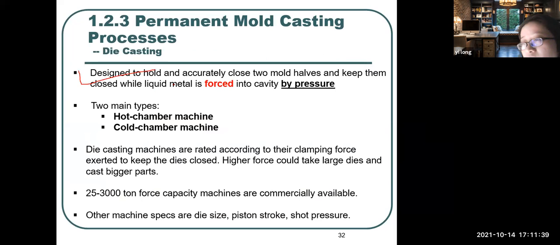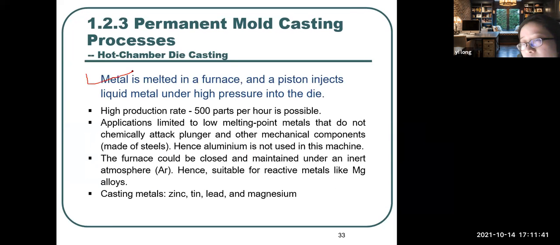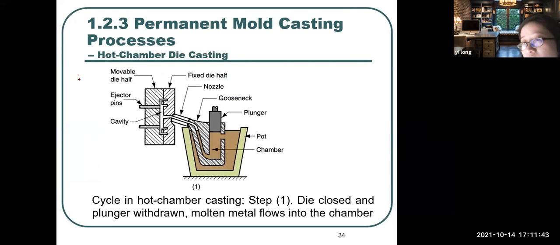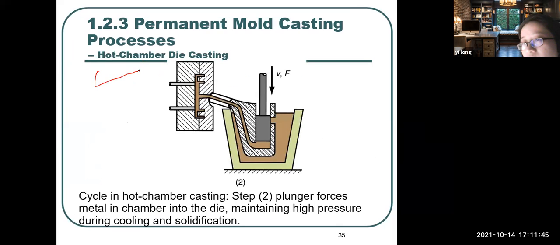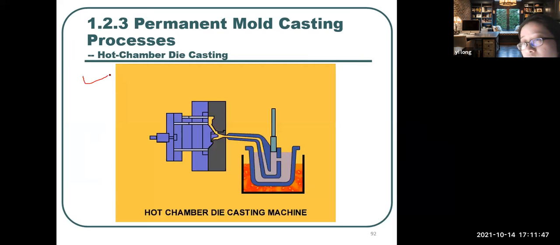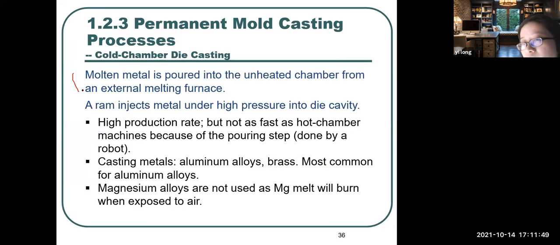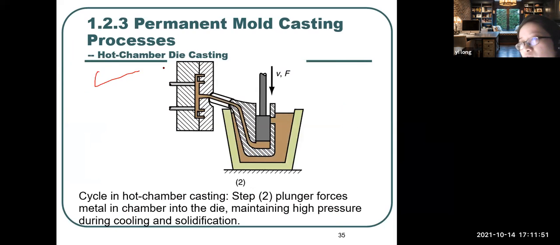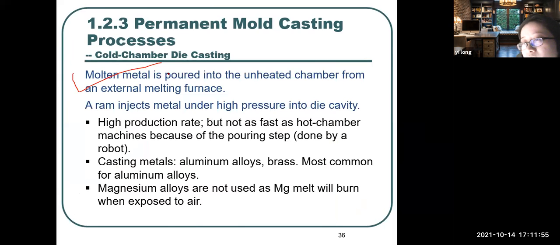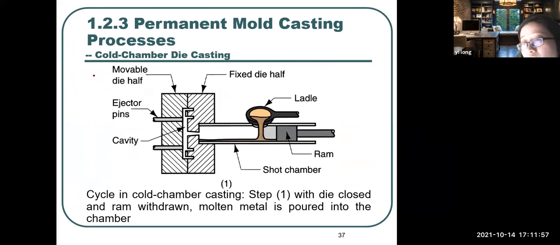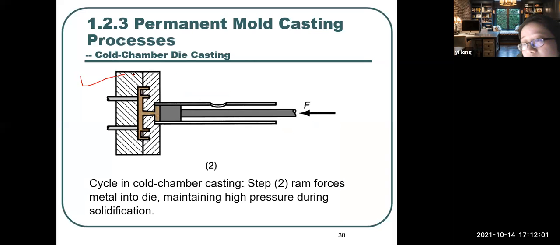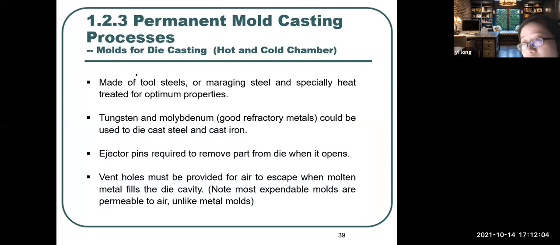Die casting, yes. Hot chamber, yes. All this, yes, because it's quite simple. Cold chamber too. All these are just how they make it. So you just need to know the difference between the hot and the cold. And cold, yes. These are just steps.